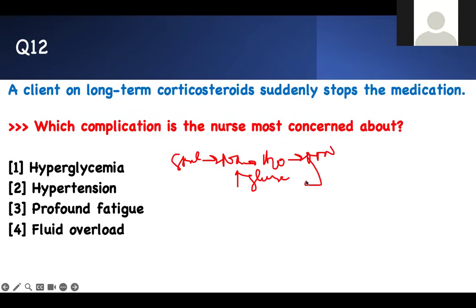Fluid overload is when you have steroid. I don't have steroid anymore. Hypertension is when I have steroid. I don't have it anymore. Hyperglycemia is when I have steroid. I don't have it anymore. When you stop your steroid, you're going to have adrenal crisis. Adrenal crisis presents like profound fatigue. 3 is your right answer.